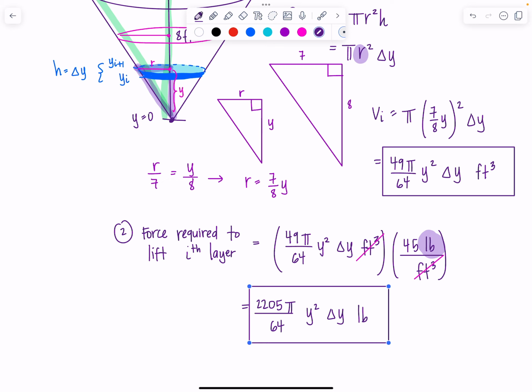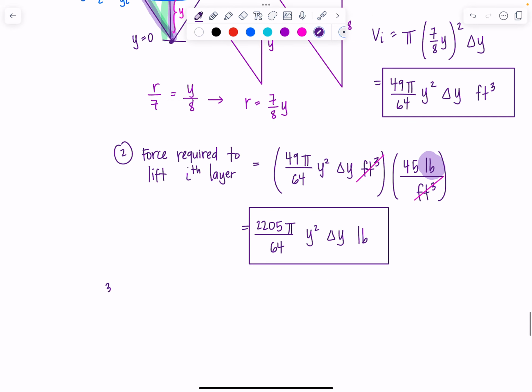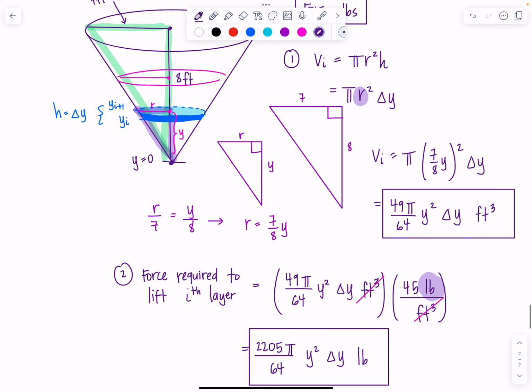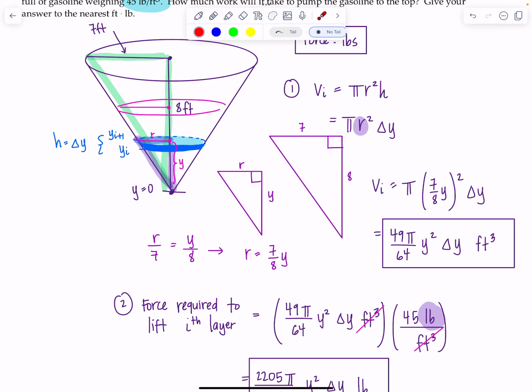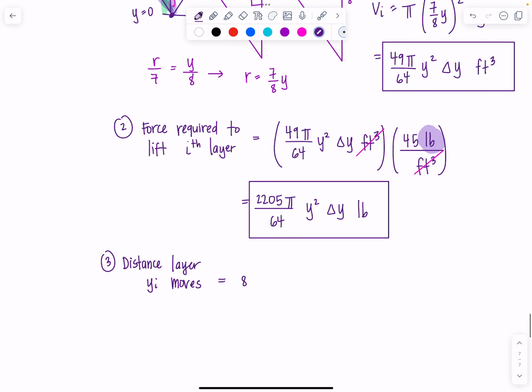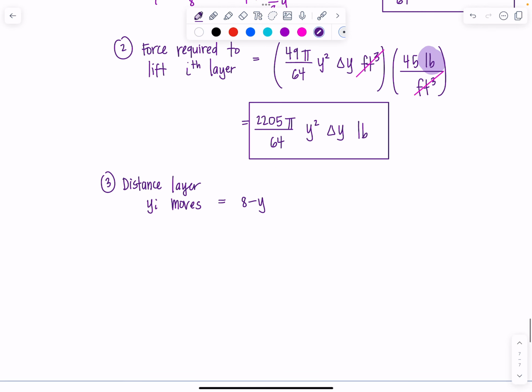Okay. And then last thing, step 3, I need the distance that the layer at Y sub I moves to get out of the tank. Nothing weird happening here. There's gas all the way to the top. It's going to move 8 minus Y. Okay, so put it together. Work. We're going to perform work from 0 to 8. It's full of gasoline. And then I have 8 minus Y.